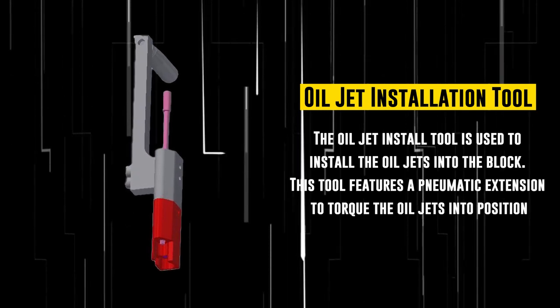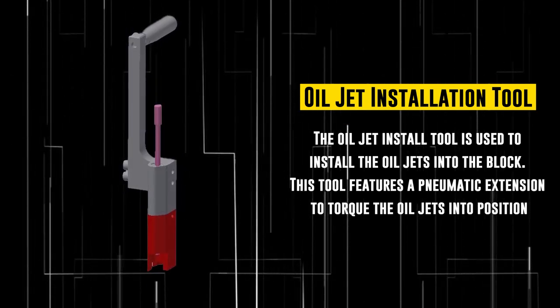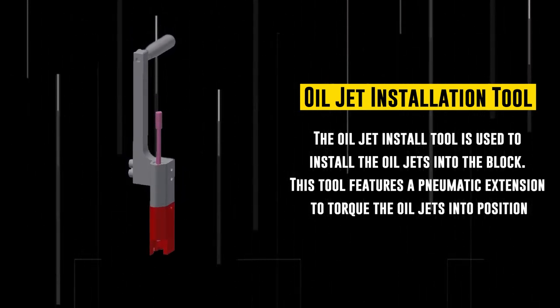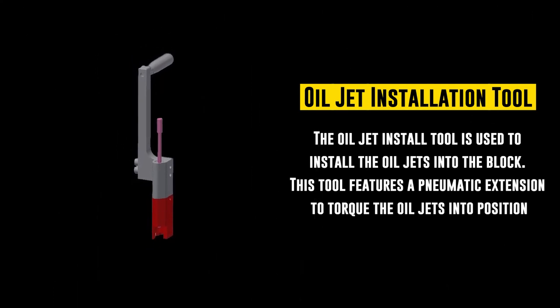Oil jet installation tool. The oil jet installation tool is used to install the oil jets into the block. This tool features a pneumatic extension to torque the oil jets into position.